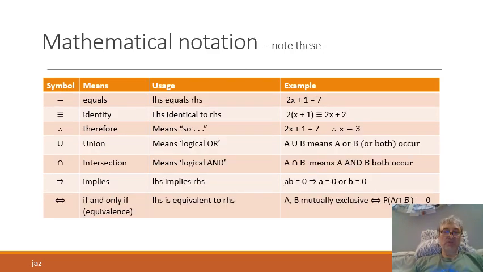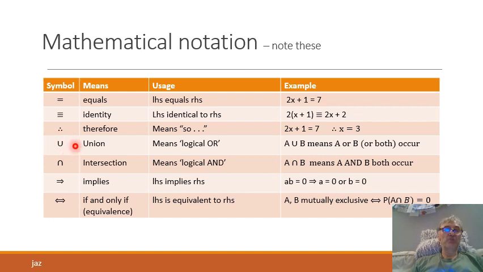Right, some things to notice. So identical to, comparing that with equal to, means that the left-hand side is always equal to the right-hand side. In other words, the right-hand side is just a rearrangement of the left-hand side. Three dots to mean therefore. So I often use this to connect up an argument. So if 2x plus 1 equals 7, therefore we can say that x equals 3.